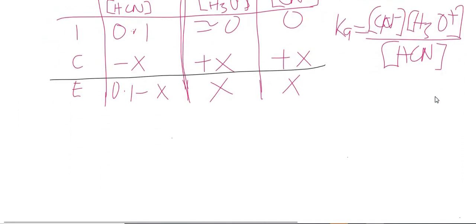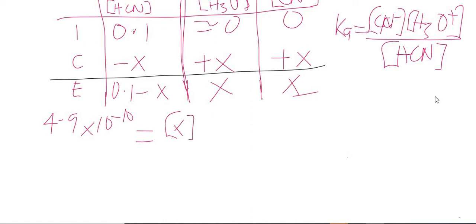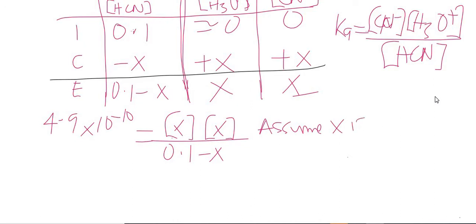So for Ka, which is given to be 4.9 times 10 to negative 10, it is going to be the CN is x, and another x over 0.1 minus x. So we assume x is very small. Assume x is small so as to be able to solve our equation. And we can confirm this after solving our equation.